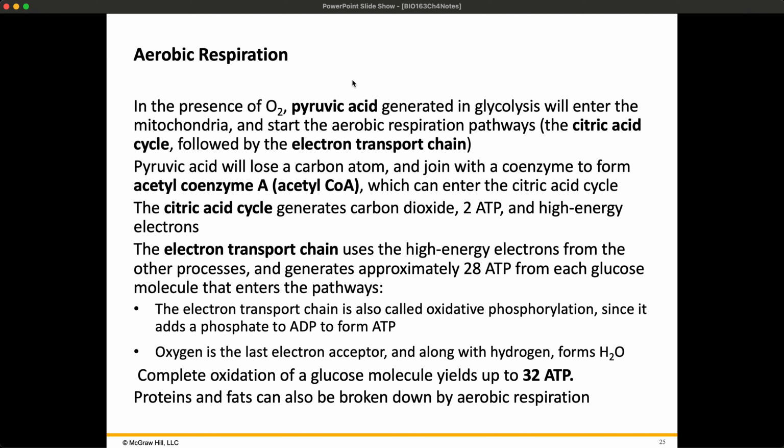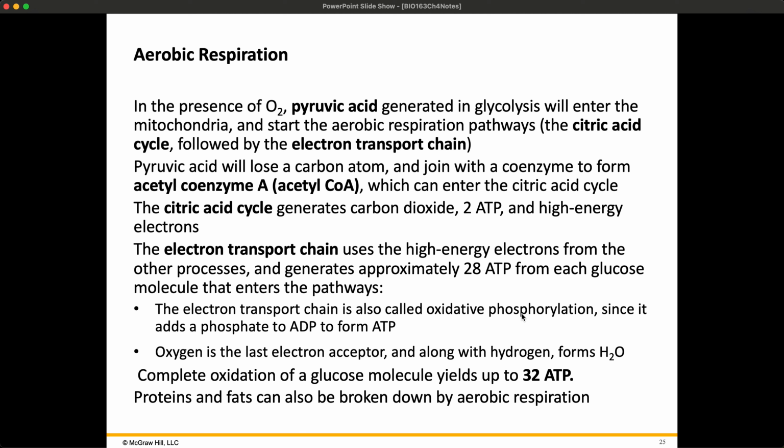So again, we're starting up here with glycolysis. That gives us pyruvic acid. Pyruvic acid is converted into acetyl-CoA. Acetyl-CoA goes into the citric acid cycle, and it's churning out some carbon dioxide, but really this ATP and these high energy bonds. Those high energy bonds then get put through this electron transport chain where they're just passed from one to the next, one to the next, one to the next. But each time they do that, they release a little bit of energy that can then be harnessed. And that energy is then used to phosphorylate ADP to ATP.